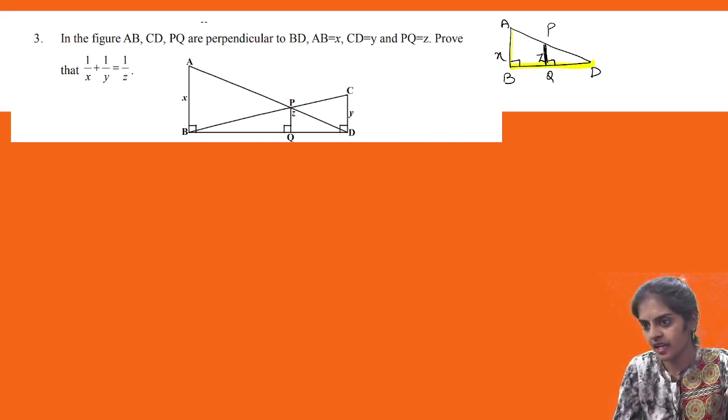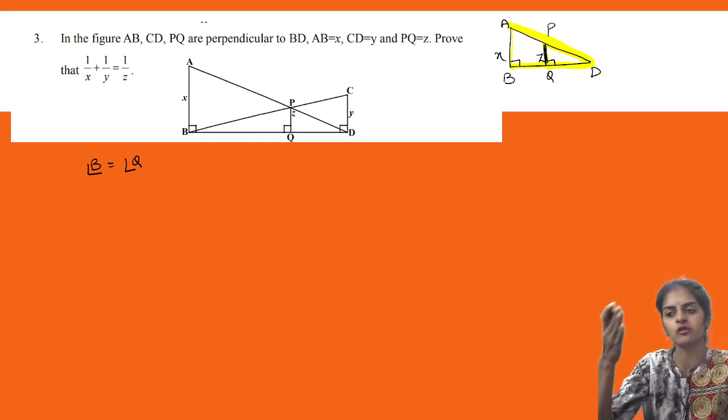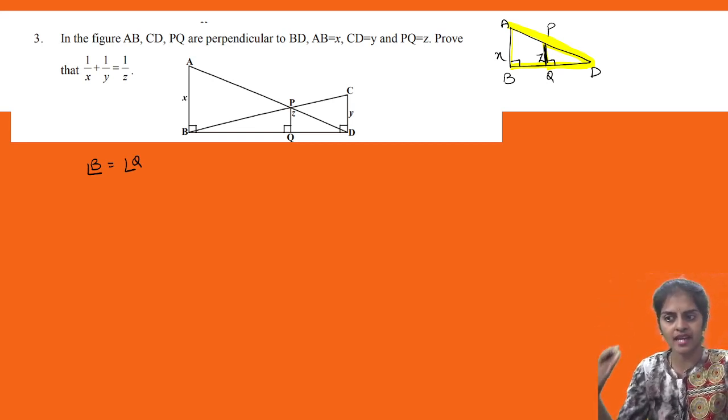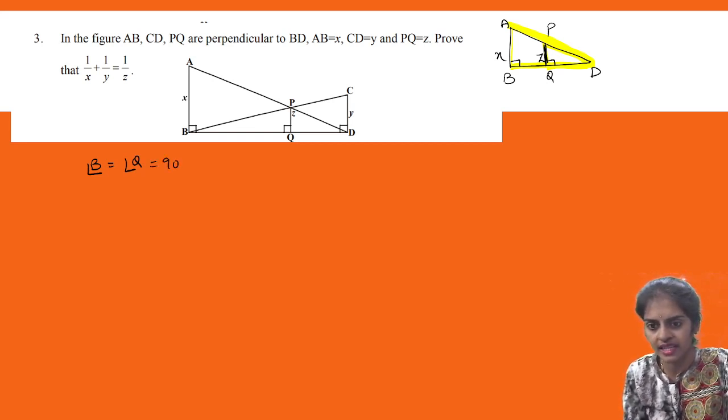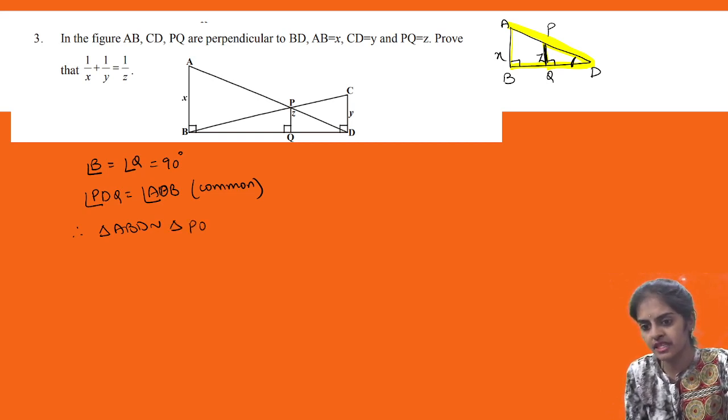If I consider this total triangle, everyone just concentrate here. So in triangle ABD and triangle QPD, you can see what is angle B. Angle B equals angle Q. Simply I am writing angle B equal to angle Q, or you can write the total angle ABD is equal to angle PQD. Why? Because both are equal to 90. And also in both the triangles, you can see angle PDQ is equal to angle ADB, which is nothing but the common angle. See, angle D is common for both. This angle is common for both the triangles. So therefore, I can say triangle ABD is similar to triangle PQD.